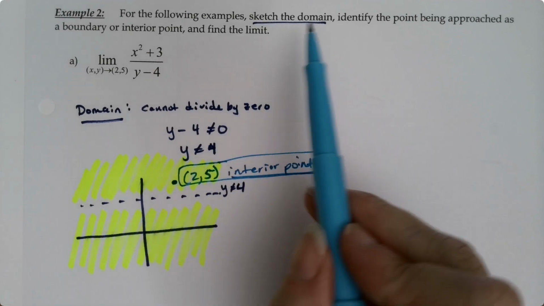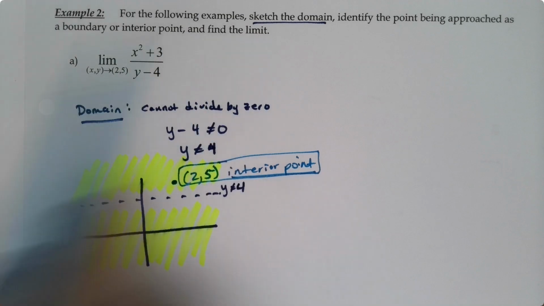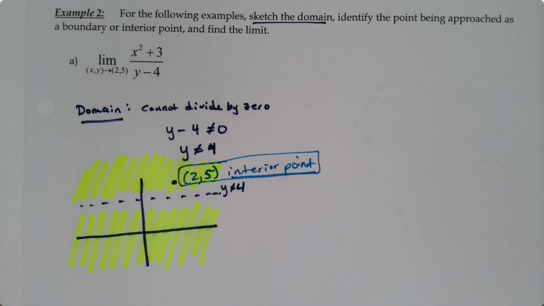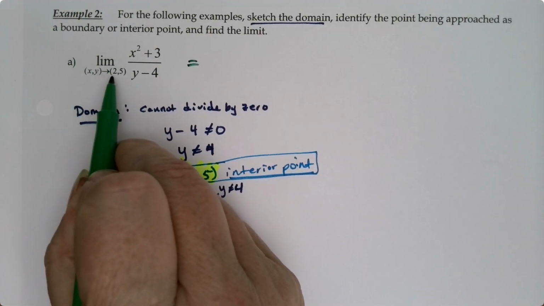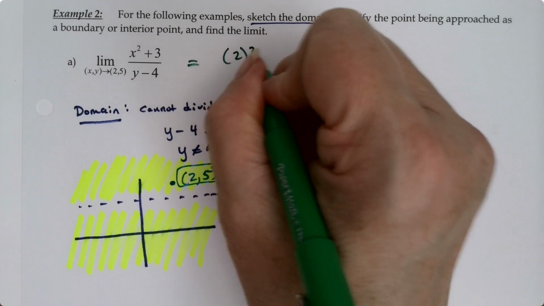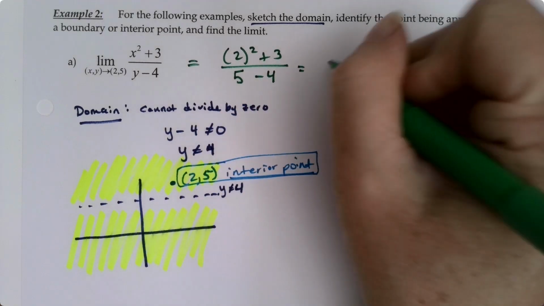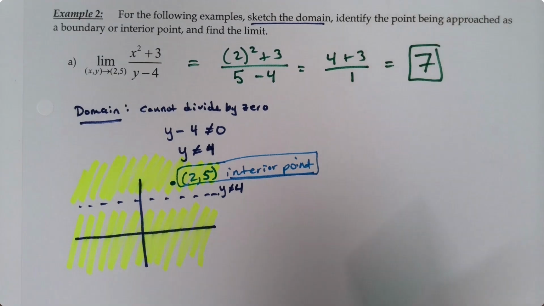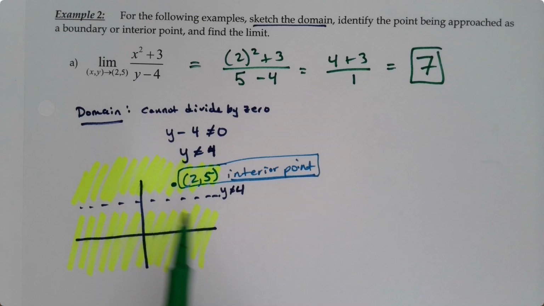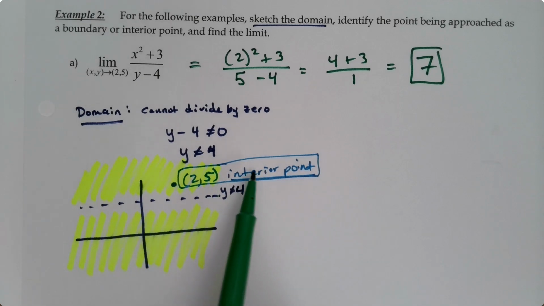Right, so I'm just making sure I've sketched my domain, I've identified my point as an interior point, and I'm going to find the limit. Well, the limit's really easy. Since it's an interior point, all we have to do is substitute. So we just take 2 and put it in for x, and we take 5 and put it in for y. That gets us 4 plus 3 over 1, which is 7. There we go. We have our domain sketched. We have our interior point labeled, and we have our limit found.